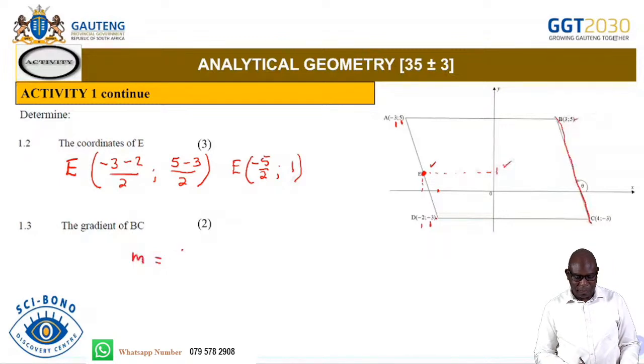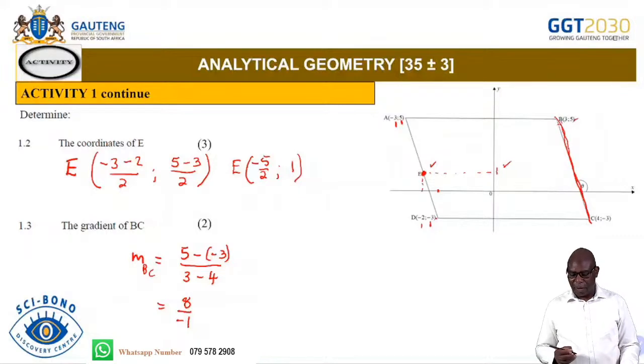So my y is 5. So it's 5 minus 3 divided by, I'm done with the y, then the x, it's 3 minus 4. Remember, it's the gradient of BC. So my gradient of BC will be 5 plus 3, which is 8. And 8 divided by negative 1, my answer will be a negative 8. So the gradient of this line here is a negative 8.